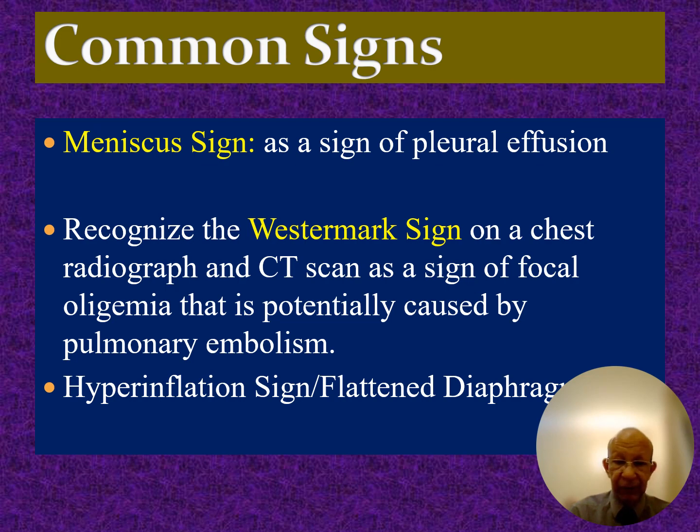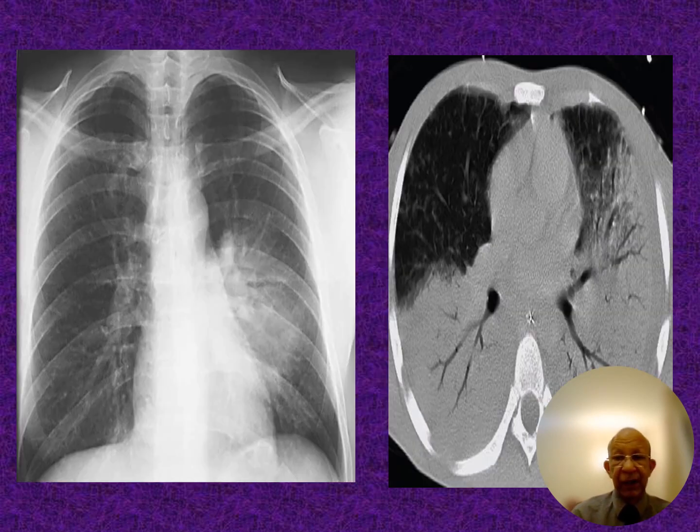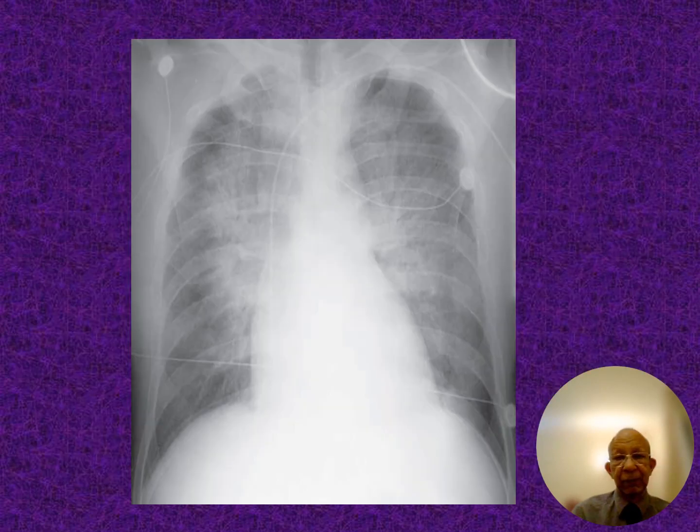You can see here hyperinflation, a change in volume, right? This is a classic consolidation. It's likely to be the left lower lobe, because the heart border is very clear, so it doesn't look like it's the upper lobe. And then you can see the air bronchogram, which is very clear on the CT as well. So there's air in the airways surrounded by consolidation. Okay, so air bronchogram.